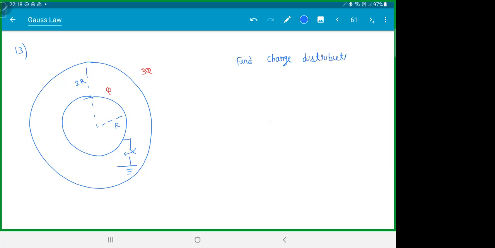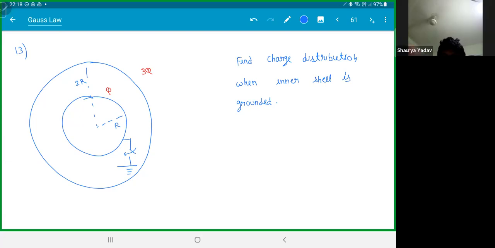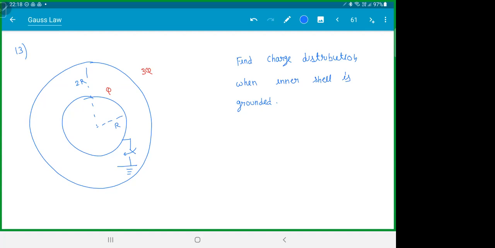Remember the 2 points we wrote. Whenever you ground something, charge is not conserved on that shell and the potential becomes 0. Sir, could you repeat that statement? Whatever is grounded, its charge is not conserved. And potential becomes 0. How do you do this? Try. I'll give you a minute.